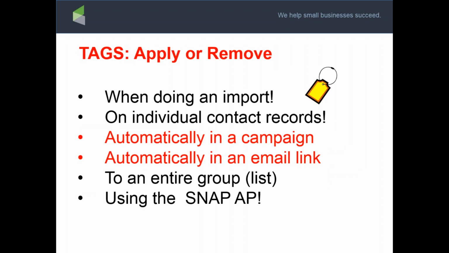So a tag is applied or removed when you do an import on individual contact records to an entire group using the Snap app, and then automatically in a campaign or automatically in an email link.